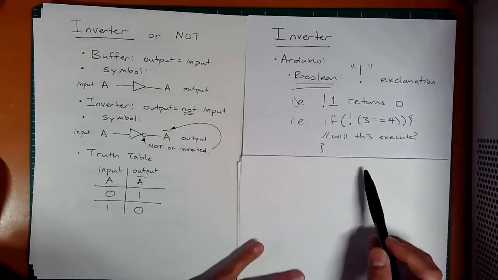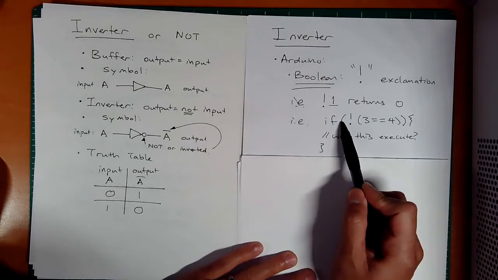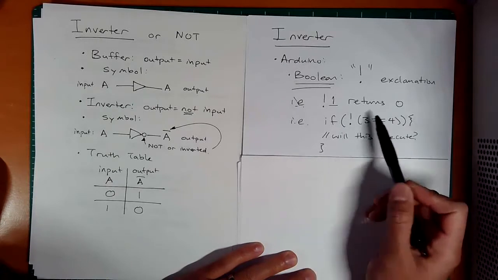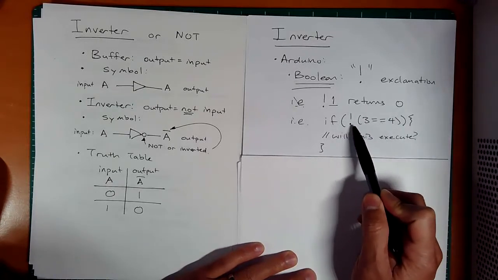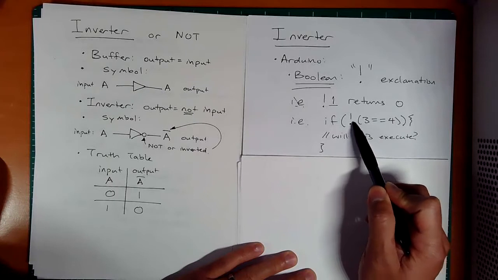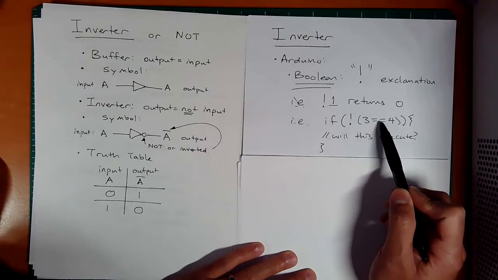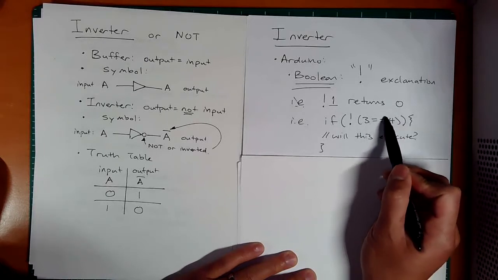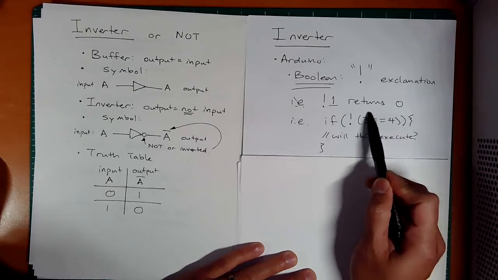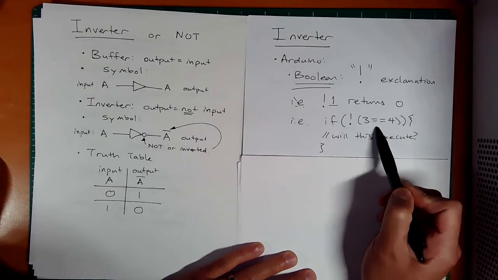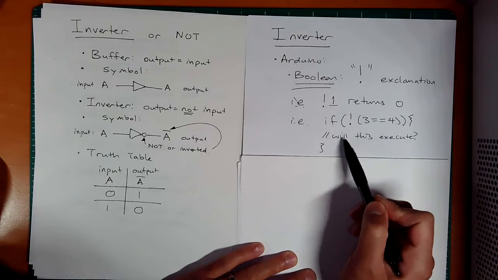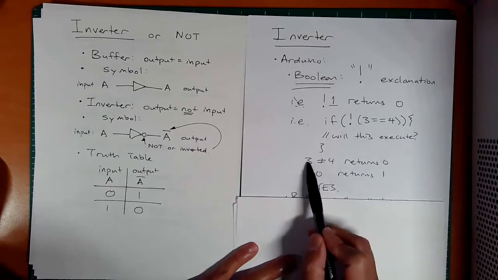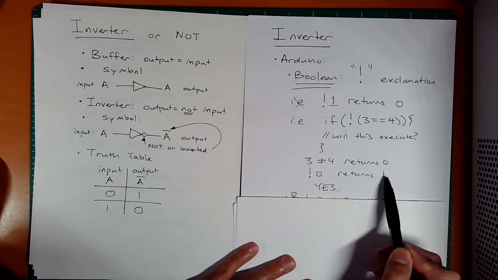And so we can ask ourselves the question, let's say you had a statement in your if statement: will the stuff in the curly brackets execute? So what is this asking? If we have a not here, this is the inverter. And then we're asking the question, does 3 equal 4? And this is double equal, so this is asking the question, not an assignment. So does 3 equal 4? No. So that's a 0, but then you're inverting the 0, so you're actually getting 1. So then, yes, you are going to be able to execute this. So 3 doesn't equal 4, 0, not 0 returns 1, yes.